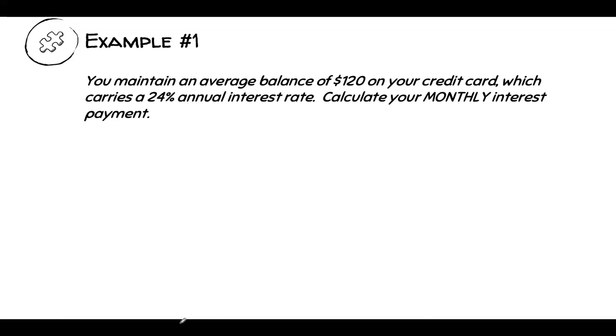So this is your monthly interest payment, or this is the extra money that you're going to have to pay on your card every month. And again, if you continue to hold a $120 balance on your credit card, maybe you buy something and then you make the payment on your credit card so that you're still back at $120, you're going to continue to accrue $2.40 extra a month on this card. Okay.